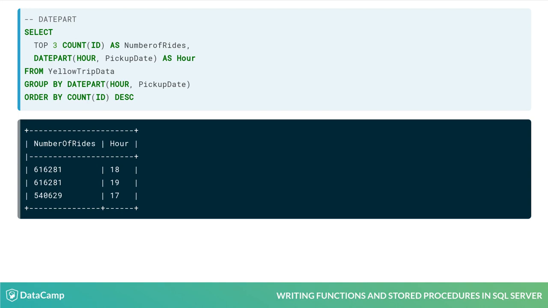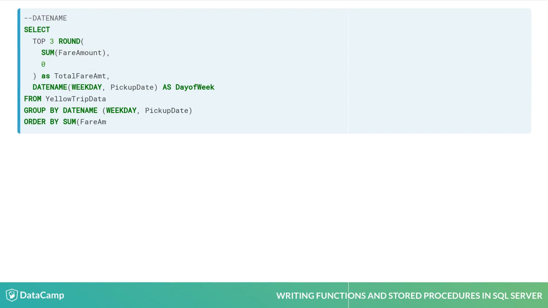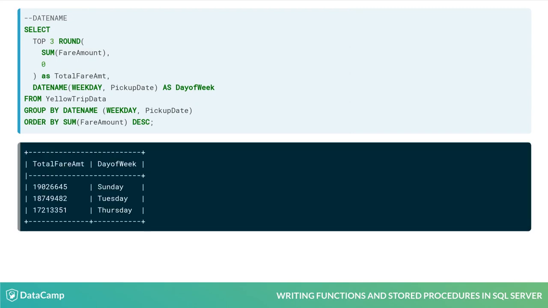Which days of the week have the most revenue? DateName returns language about the date time passed. This query selects and groups the transactions by the day of the week. We can use sum to add all of the fare values together based on their day of the week, and find the top 3 by including sum in the order by clause.